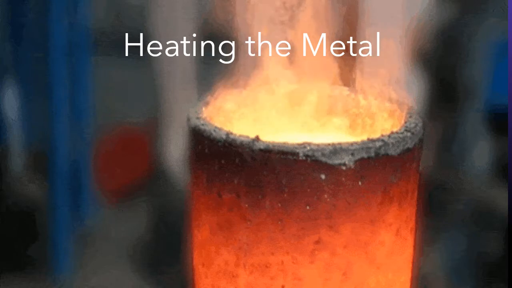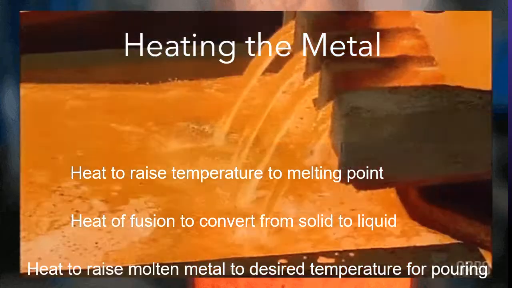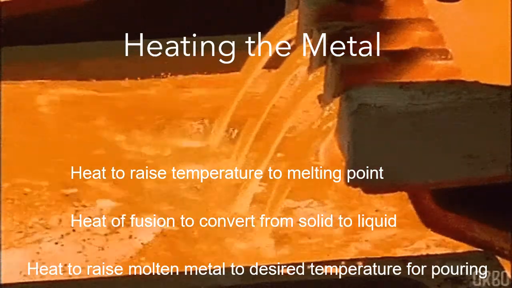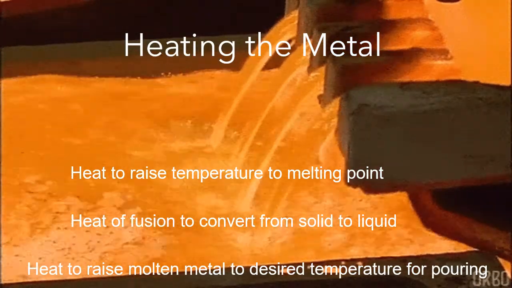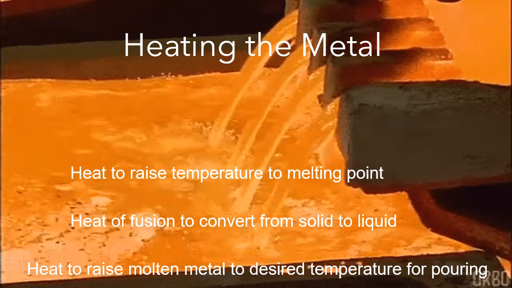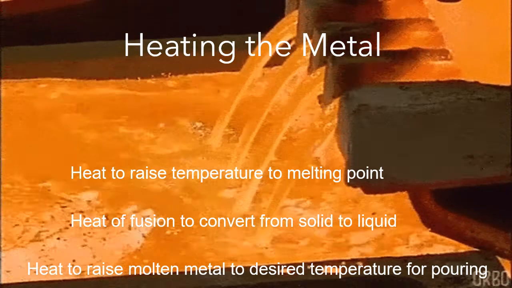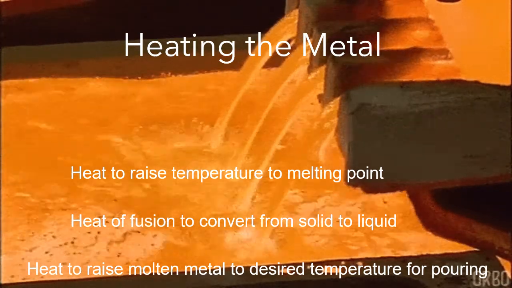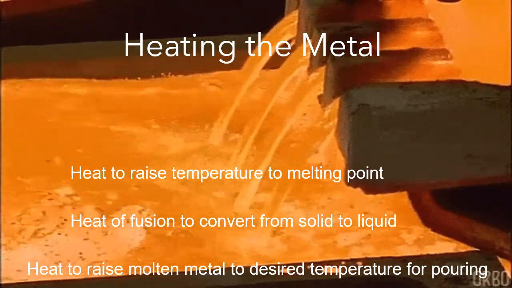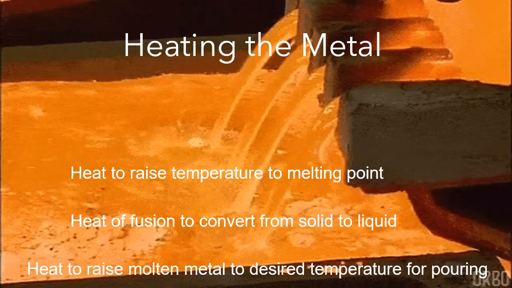It's required to heat the metal to a molten temperature sufficient for the casting. The heat required is the sum of the heat to raise the temperature to the melting point, the heat of fusion to convert from solid to liquid, and finally the heat to raise the molten metal to a desired temperature for the pouring.